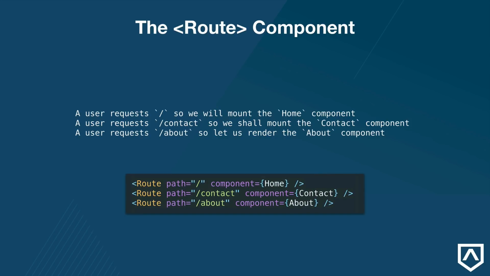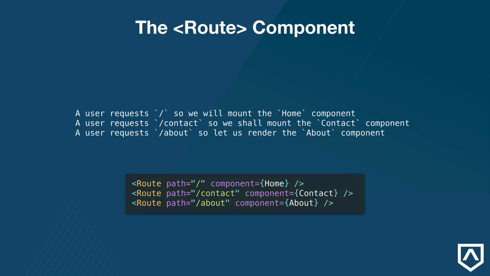Here's the code that will match these different situations, these different cases. We've got a route for our Home component, and this route, when the user is at the path / inside the browser, will render the Home component. And same with Contact and About. When we're at those paths, then the correct component will be mounted.